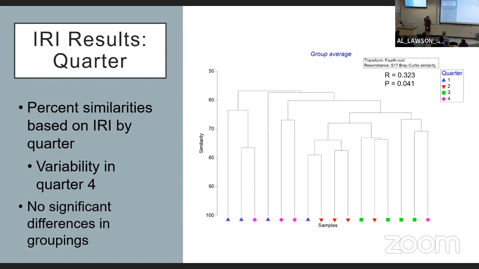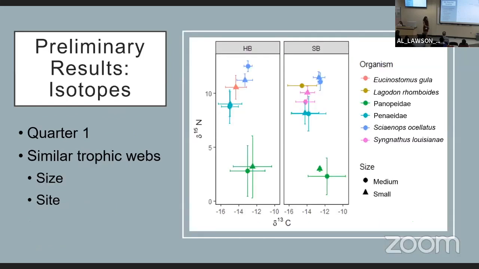You're not having that high similarity, with some variability in that Q4 portion, but also no significant differences in the groupings, and that was from the SIMPER.